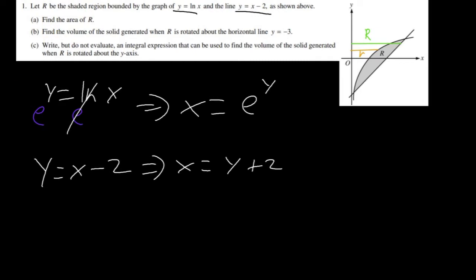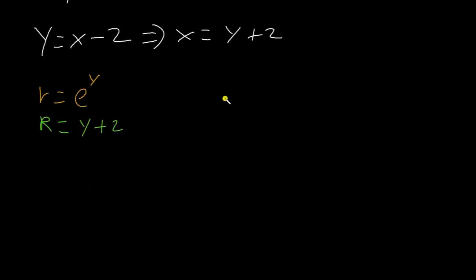Okay, so for the little radius, little r, it's just going to be the height from the y-axis to the bottom curve, right? So we're starting at x equals 0, and we're going to x equals e to the y, because that's this. So it's starting at 0, going to e to the y, that total distance is e to the y. And then for our big radius, we're starting at 0, we're going to y plus 2. So since we're going from x equals 0 to x equals y plus 2, that is a distance of y plus 2.